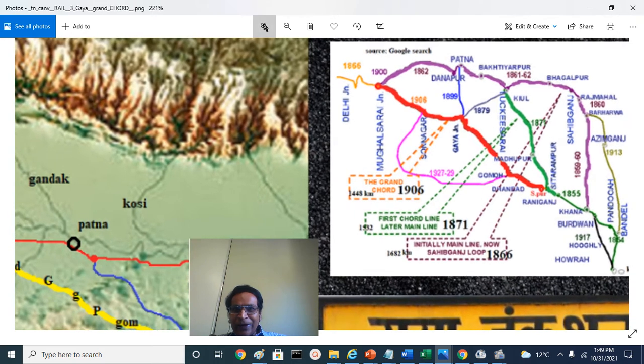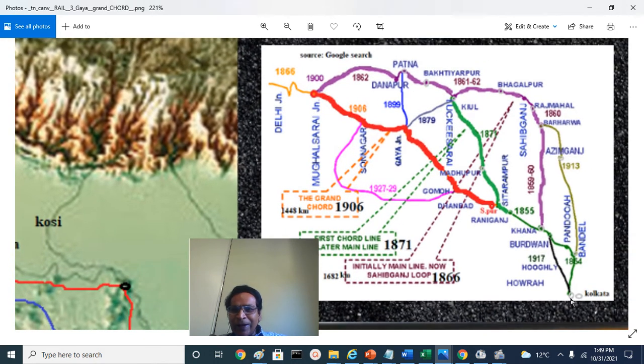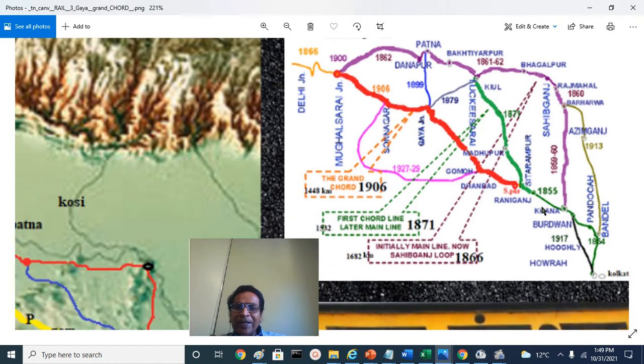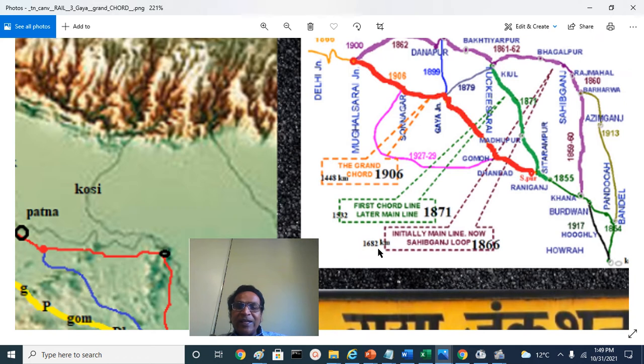We see the three important lines. We are in Calcutta here, Delhi, Ghaziabad somewhere here, and we are only concerned with Mughalsarai Junction. And the first line, Sahibganj line, was built in 1866. It is 1682 kilometers. This is the Rajmahal Hills, and Sahibganj will be somewhere here.